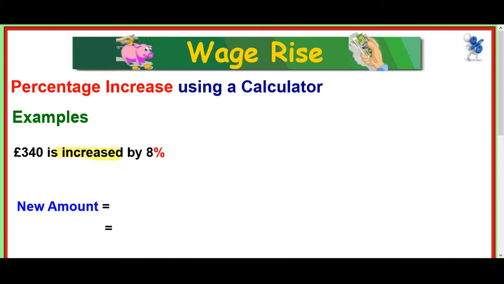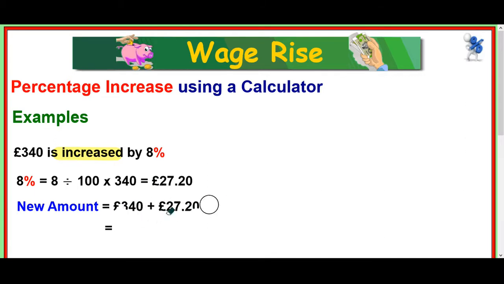So back to this idea of a wage rise. Wage rises are often given in percentages. So if you look at this first example, £340 is increased by 8%, because that's what a rise would do. It would increase the amount you were getting. So the first thing I need to do is work out what 8% is. And in order to do that, I do 8 divided by 100 times 340, and I get my increase of £27.20. But I need to remember to add it on, because that's what a wage rise would be. You would take your normal amount, and then you would add on the extra part you're getting. And that would give you a final answer of £367.20.